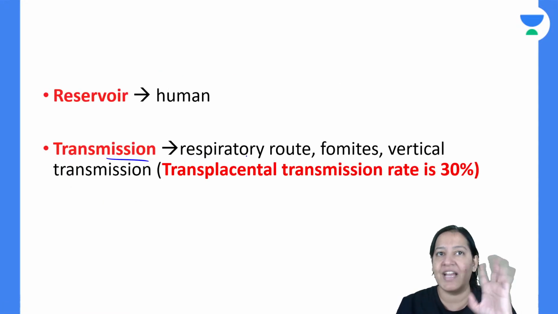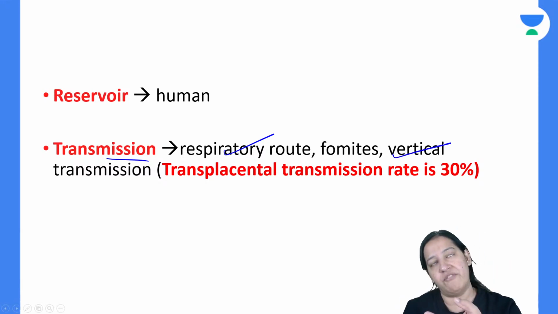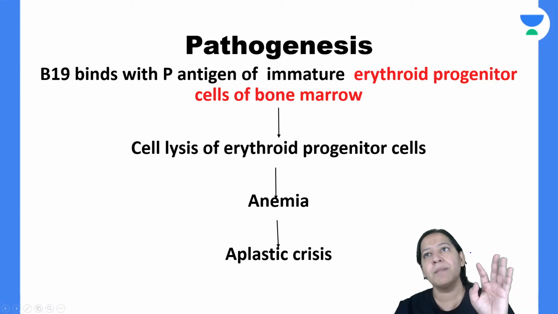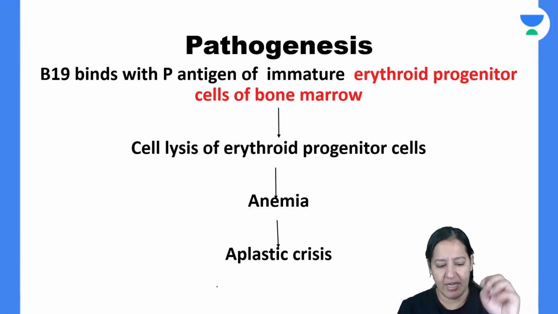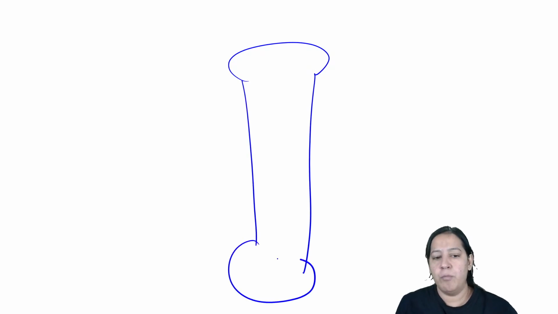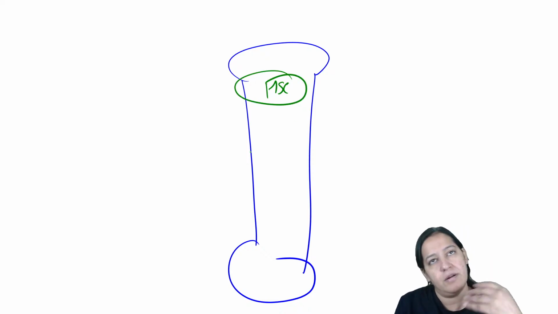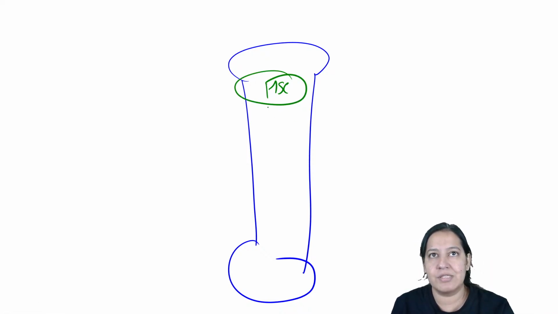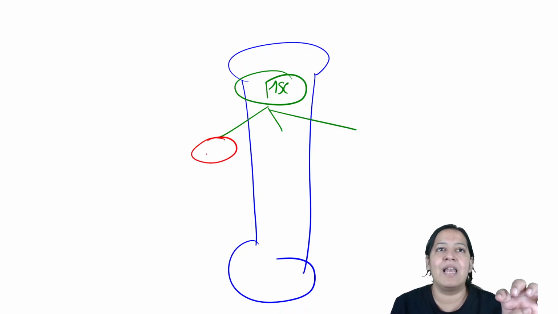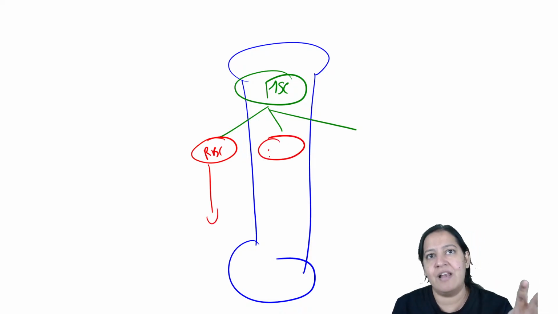Transmission कैसे होता है? Either by respiratory route or by vertical route. Vertical route is from mother to fetus via placenta, right? What is the pathogenesis? Listen, I will tell you the pathogenesis. This is a bone marrow. Bone marrow contains hematopoietic stem cells from which all RBCs, WBCs and platelets are formed. It is a precursor of all cells. From this hematopoietic stem cell, various stem cells are formed. So this is a stem cell for RBC from which ultimately RBC is formed. This is a stem cell for WBC and this is a stem cell for platelet, right?